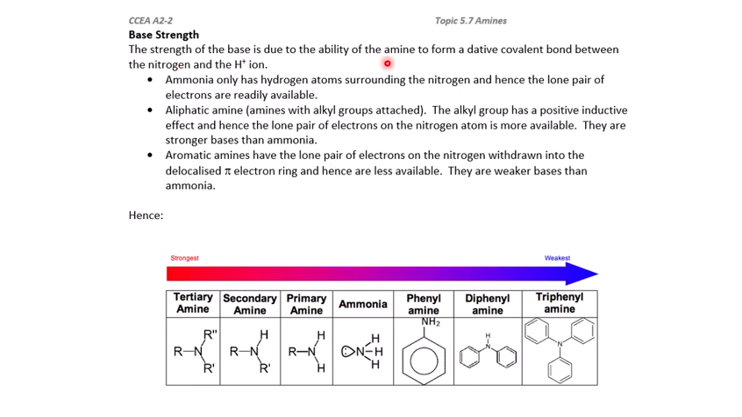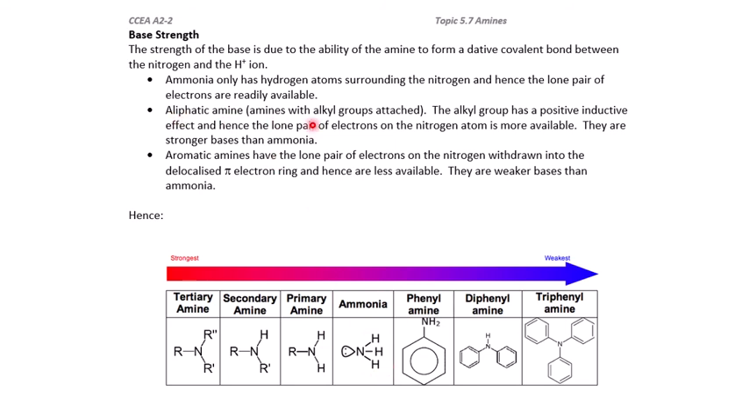So the strength of the base is due to the ability of the amine to form a dative covalent bond between the nitrogen and its H plus ion, so the lone pair of electrons on the nitrogen. Ammonia only has hydrogen atoms surrounding it, and hence the lone pair of electrons is readily available. So you can see we put ammonia there in the middle. It's a reasonably strong base.